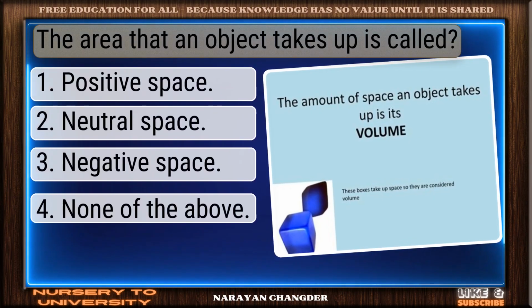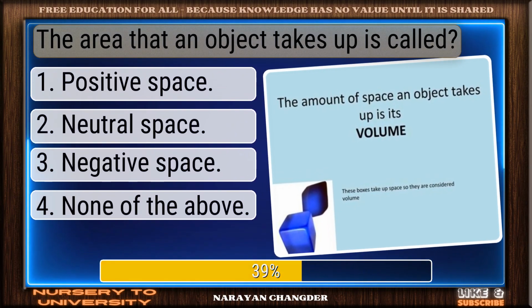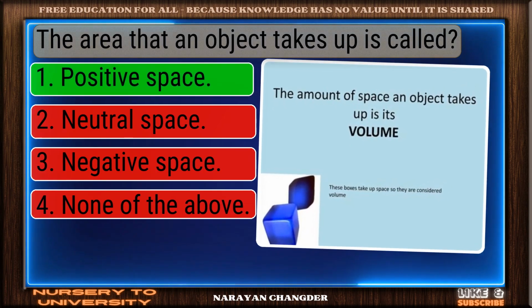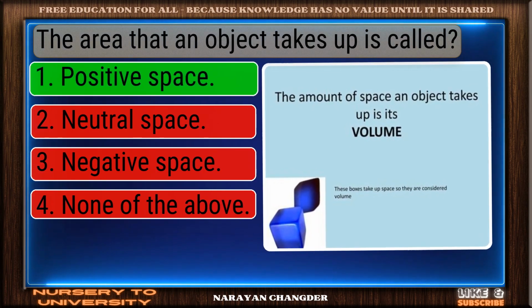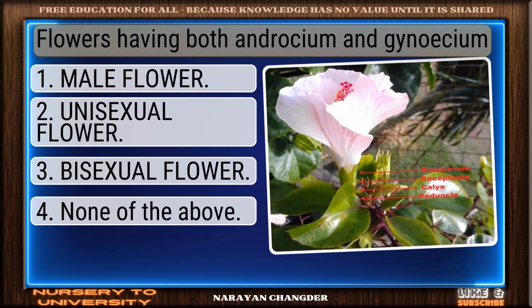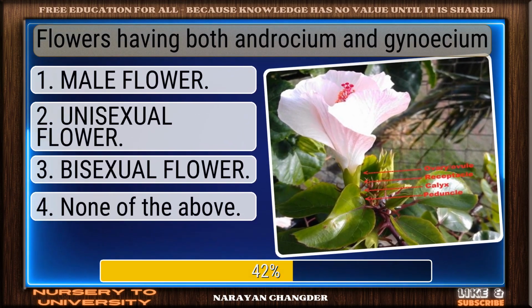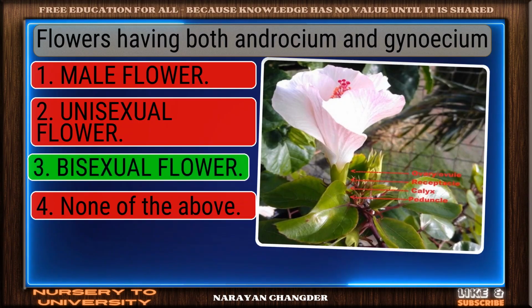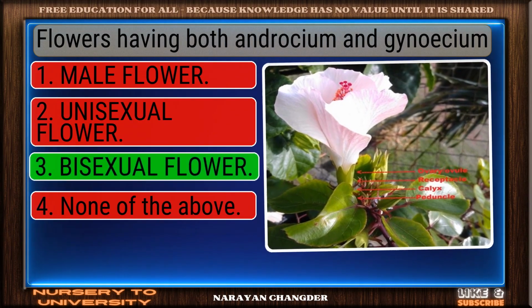The area that an object takes up is called. Excellent. Positive space is a brilliant choice. Flowers having both androsium and gynoecium. Nice selection. Bisexual flower is the correct and valid answer.